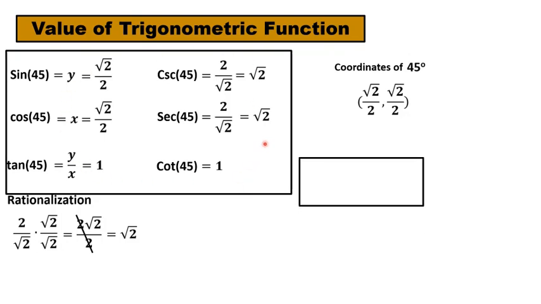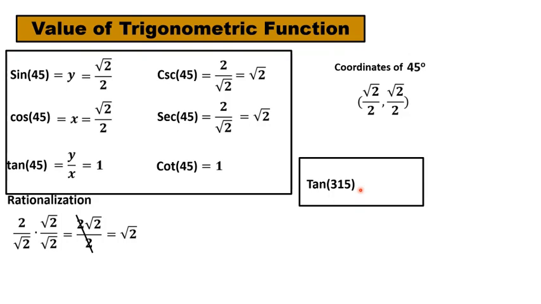Okay, so let's have another one. So, kukuha tayo ng ibang special angle that belongs to family of 45. So, tangent 315. So, ibig sabihin, ayan ay 1. Okay? But, kailangan nating alamin kung ito ay positive or negative. Ngayon, ang 315 ay nasa quadrant 4.